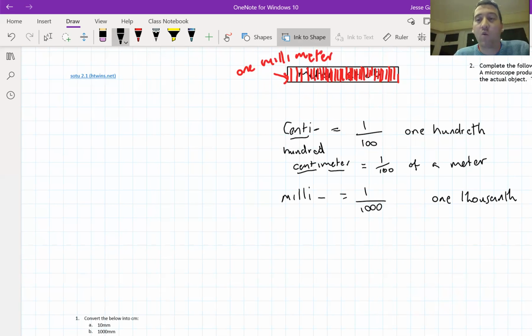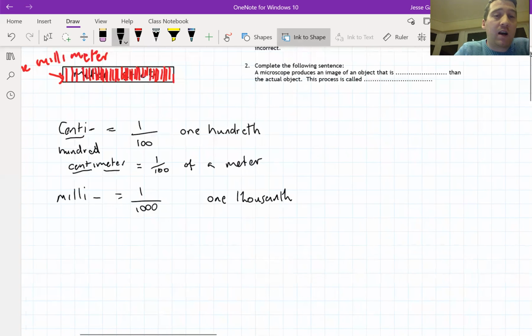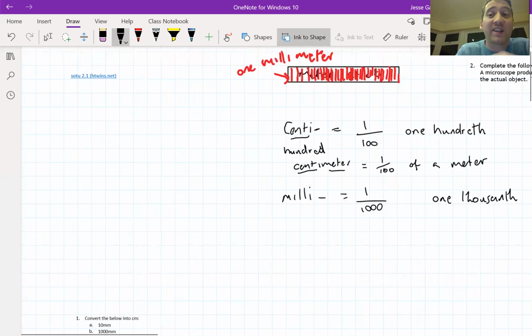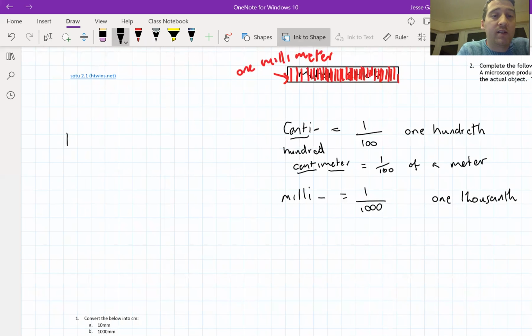So that means that 1 centimeter is bigger than 1 millimeter, because a centimeter only divides the meter stick into 100 pieces, and a millimeter divides the meter stick into 1,000 pieces. So how much bigger is it? It's 10 times bigger. 1 centimeter is equal to 10 millimeters, like this. So 1 centimeter is equal to 10 millimeters.